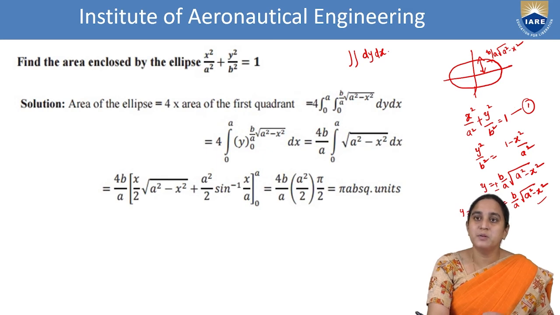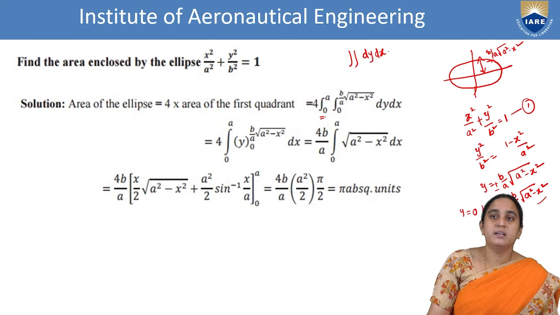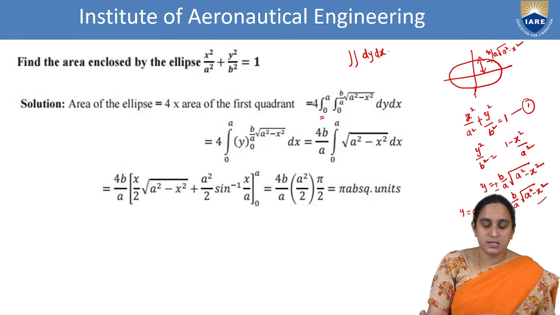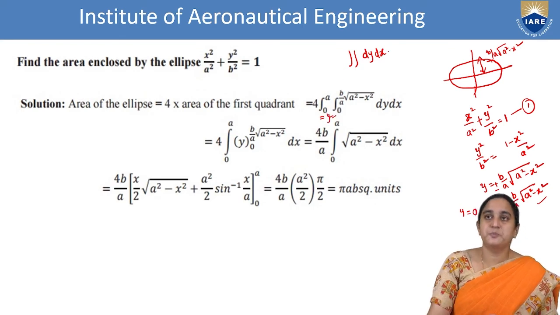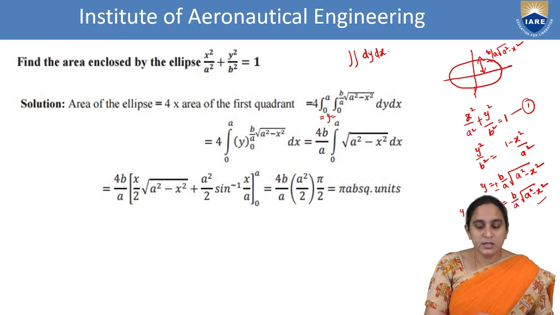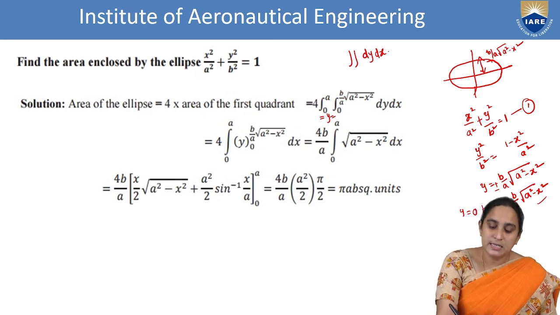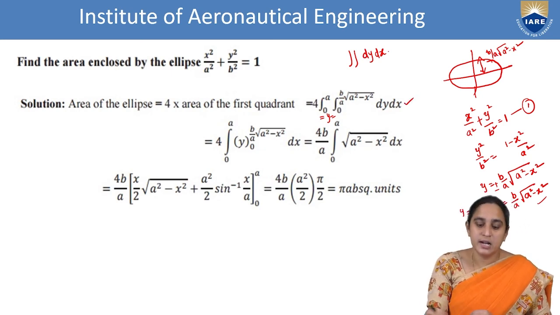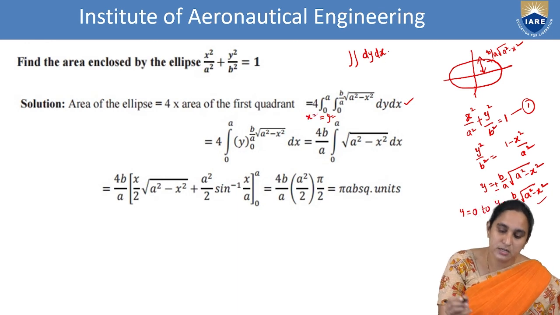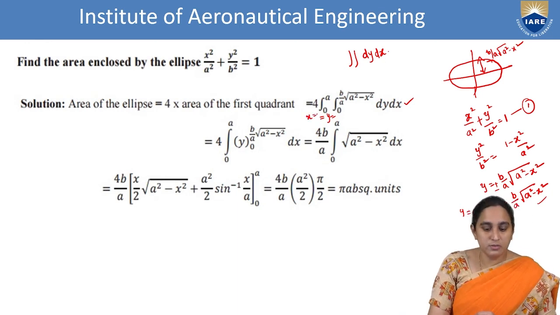From that we got the limit points of x as 0 to a. I'm writing directly without finding the intersecting point here. That means x limit points are 0 to a and y limit points are 0 to b by a root of a square minus x square, integrating with d by dx. In this case, y is in terms of x and x limits are fixed. The limit points are 0 to a.